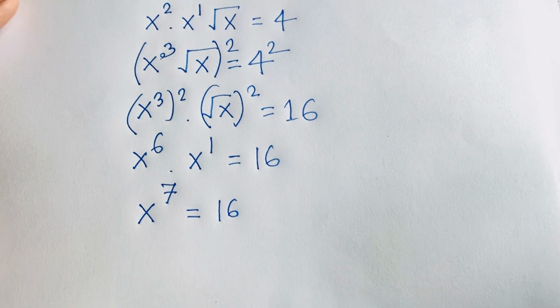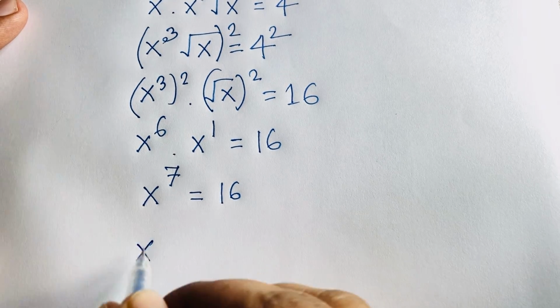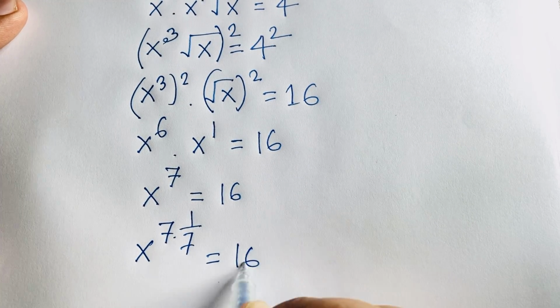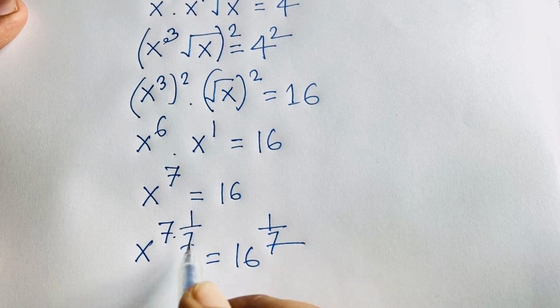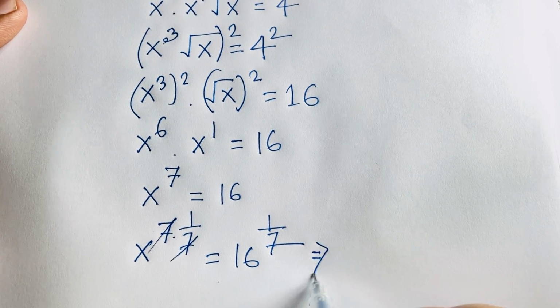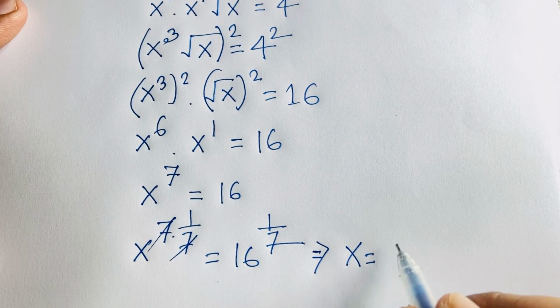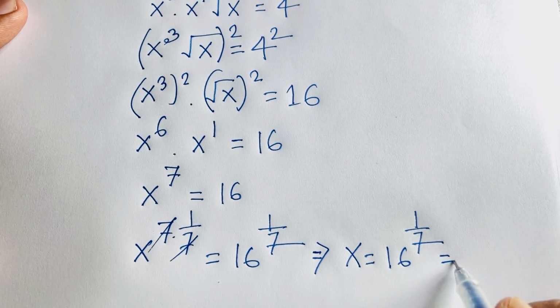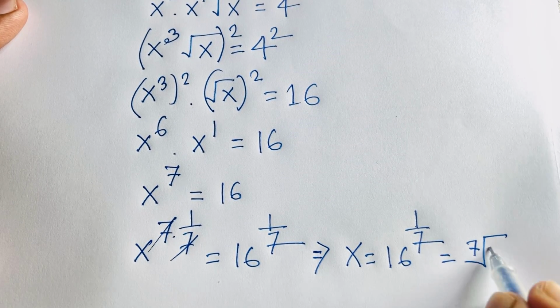Then if I raise both sides to the power 1 over 7, we find 16 to the power 1 over 7, so the 7 cancels. We find x is equal to 16 to the power 1 over 7. This is our final answer. It is the 7th root of 16.